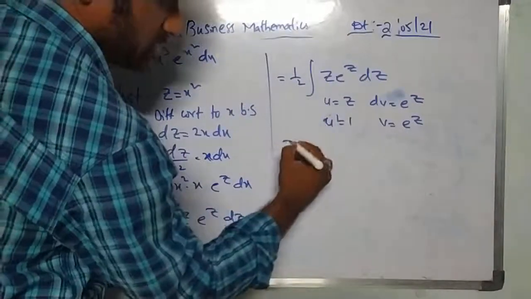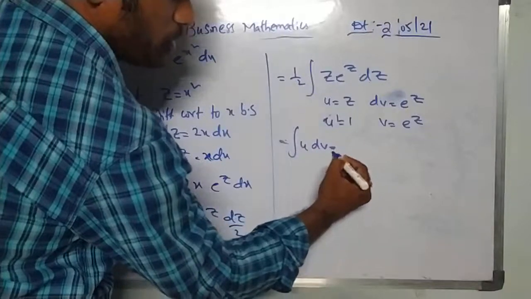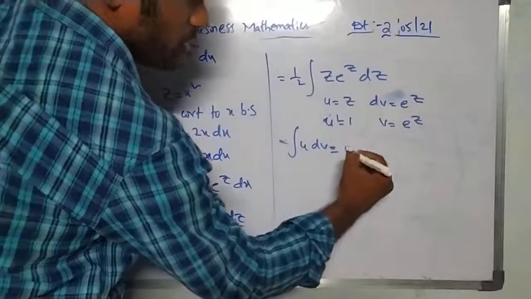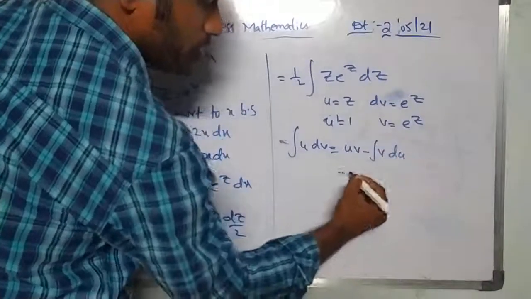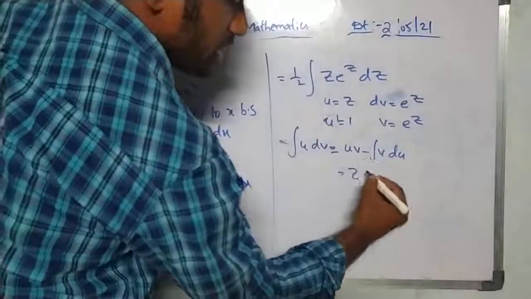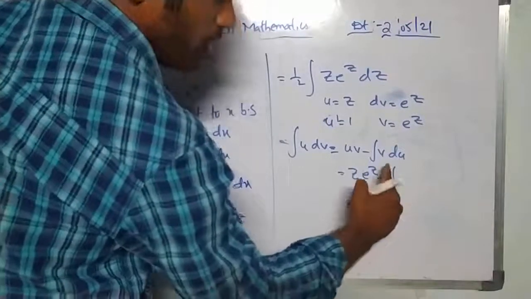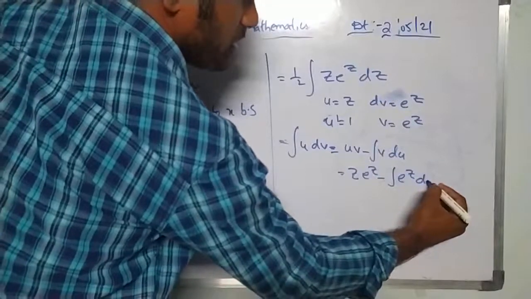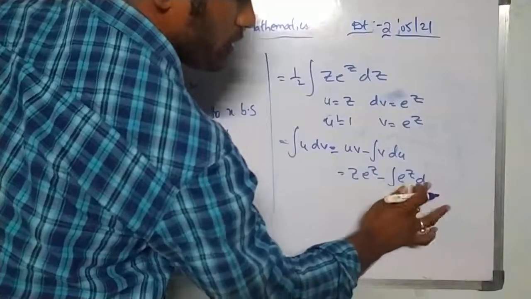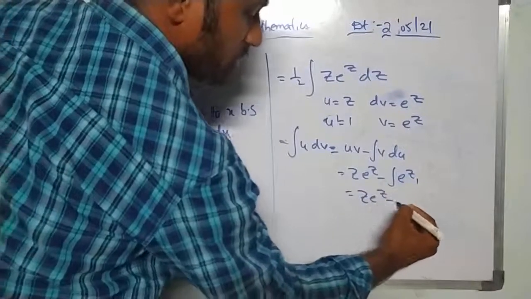So we can write it as integral u dv. Integral u dv can be written as uv minus integral v du. So what is u here? u is z, so z e power z minus integral v du. v is nothing but e power z, and du is 1. So it is the integration of e power z only.